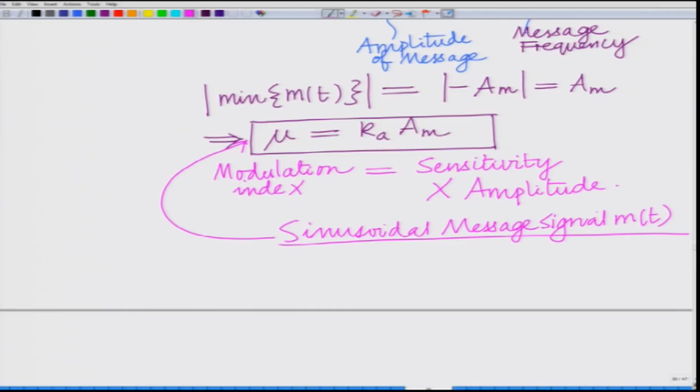All right. So, in this module we have started looking at amplitude modulation, which is one of the most fundamental and one of the earliest schemes of transmitting and receiving communication signals, one of the earliest technologies of communication.